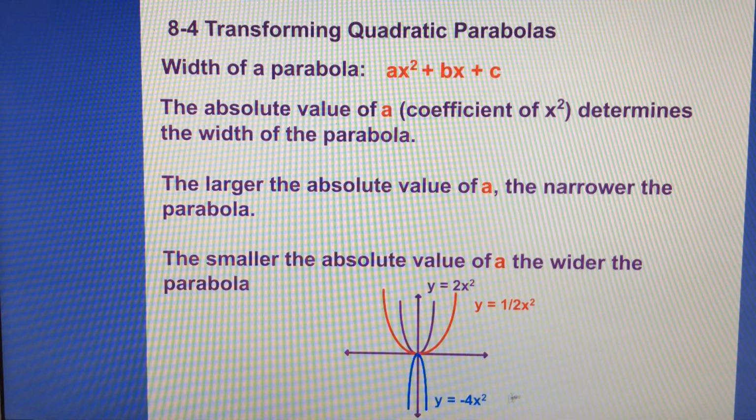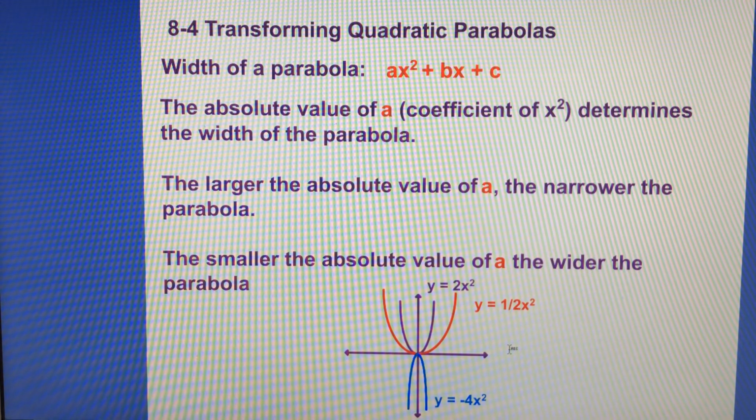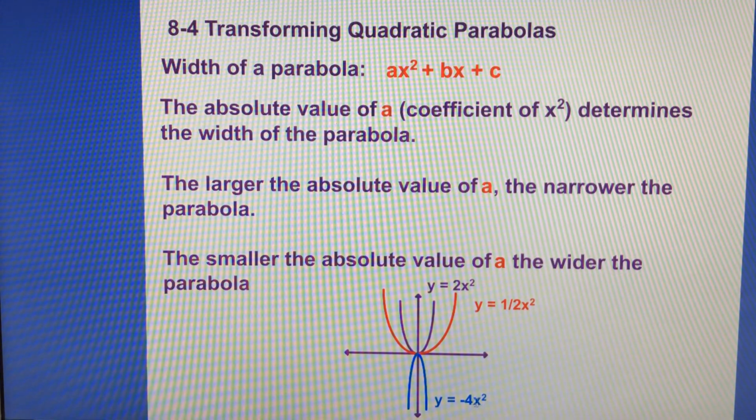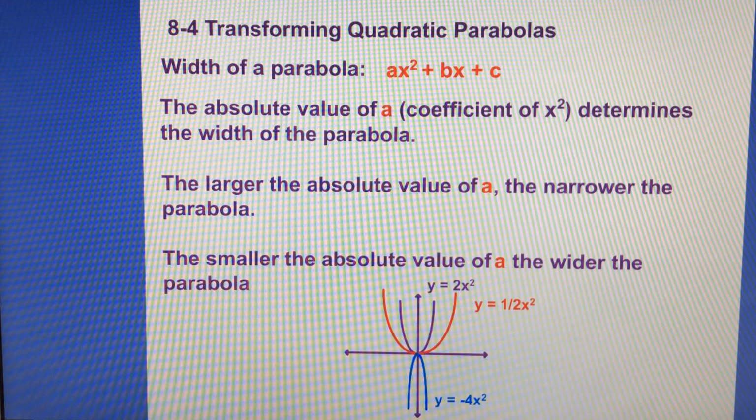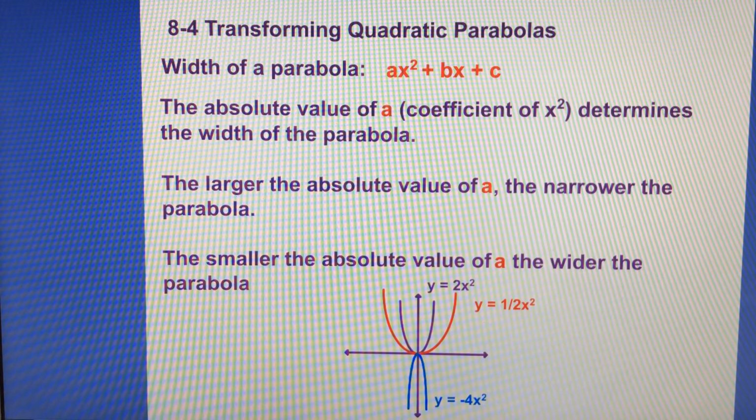So look at my little picture down here. My purple, y equals 2x squared. In red, y equals 1/2 x squared. So my coefficient got smaller, my parabola got wider. Down here, y equals -4x squared. The absolute value of -4 is +4. So my coefficient got larger and my parabola got narrower. Take a moment to take it all in because it actually isn't that hard. It makes sense when you think about it.